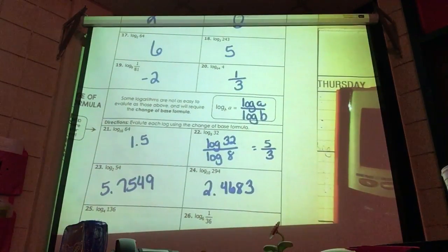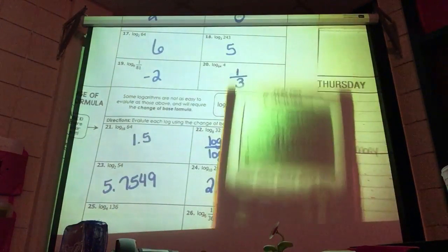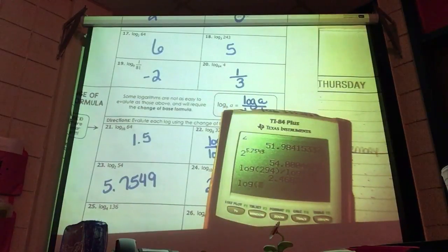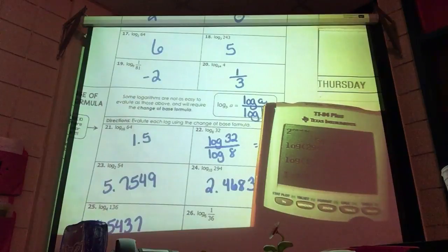Let's put these in your calculator. All right, number 25. What did you get? I got 3.5437. All right, and number 26. -2.